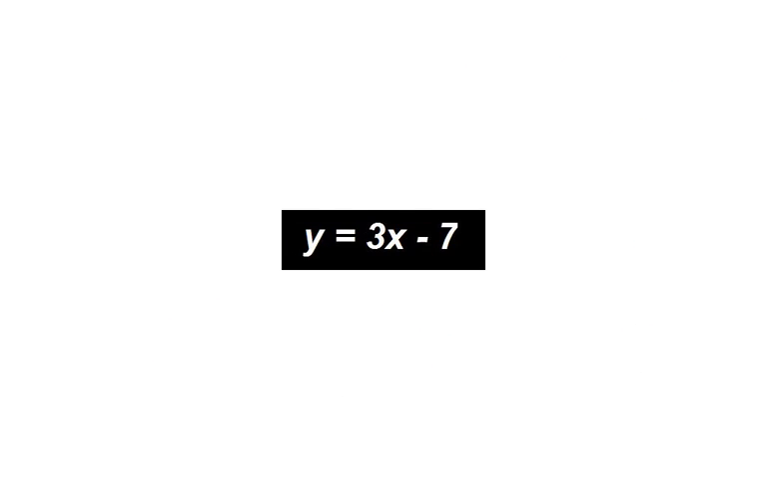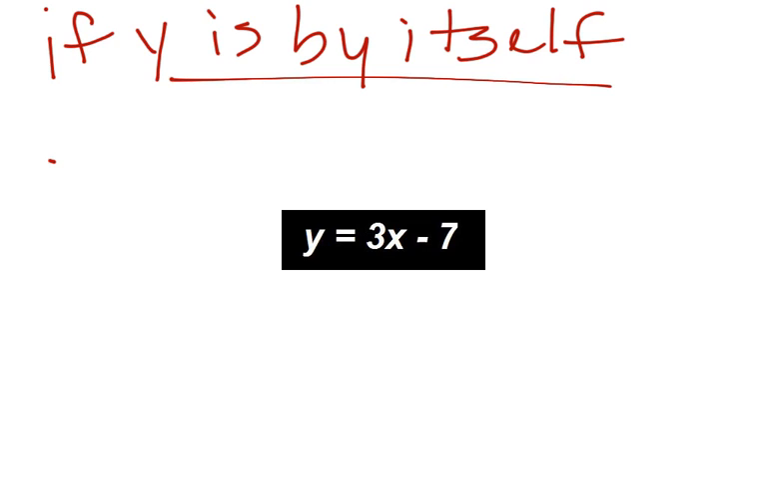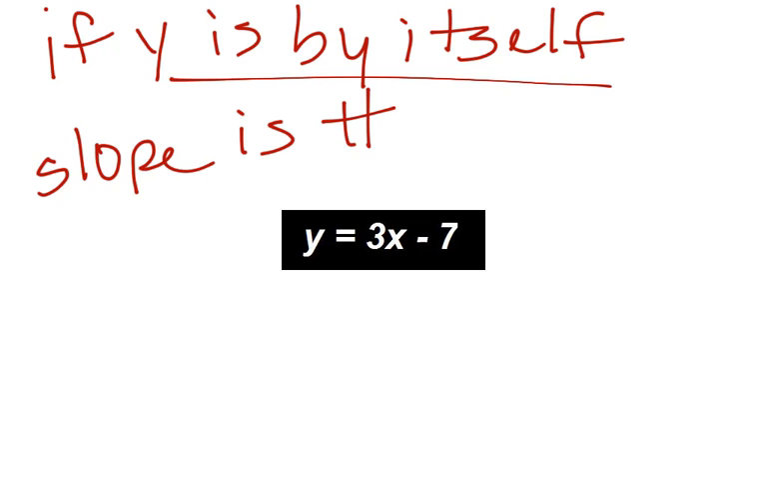Okay, a new thing. When you have an equation, you can find the slope. If y is by itself, which in this instance it is, okay, but y has to be by itself, your slope is the number with x. Don't include x, it's just the number with it.